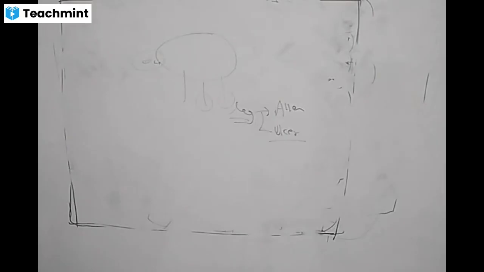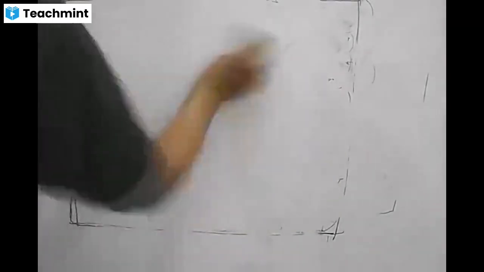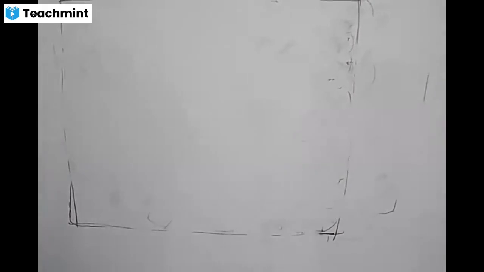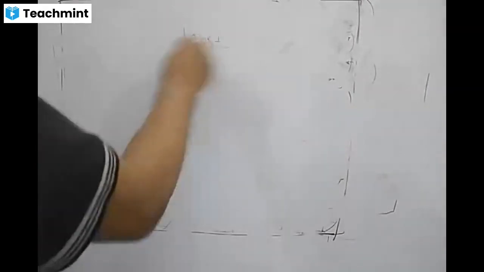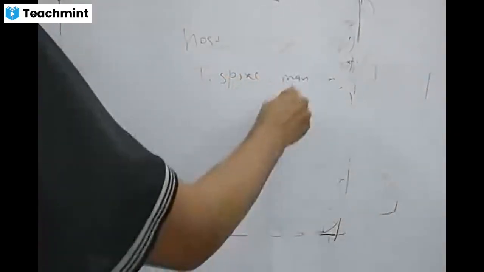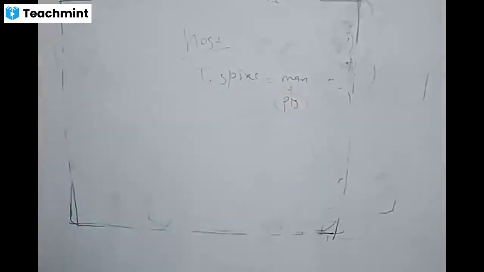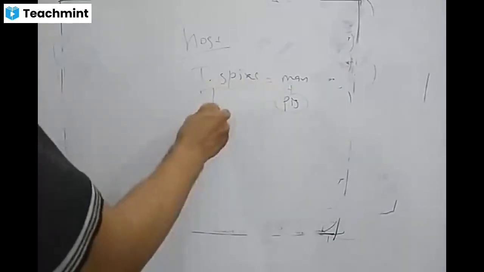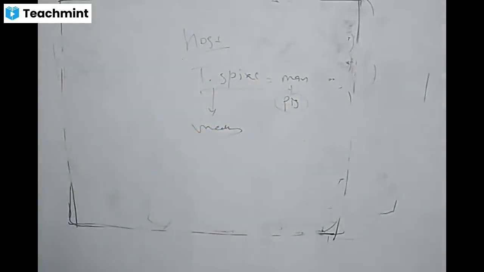Then Trichinella spiralis. In 2019, the host of Trichinella spiralis, man plus your pig. This was the answer. So they have asked this Trichinella spiralis, and this is because of uncooked or eating of raw meat which contain the larvae.